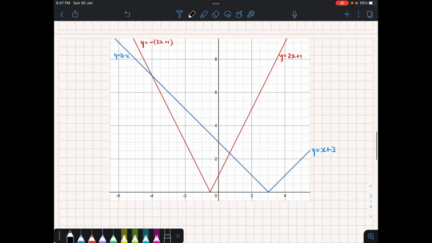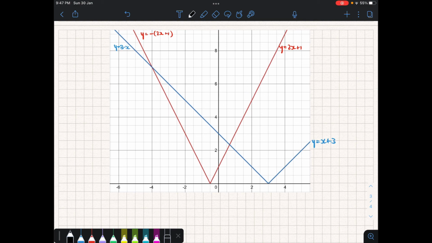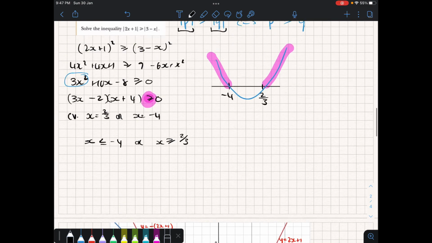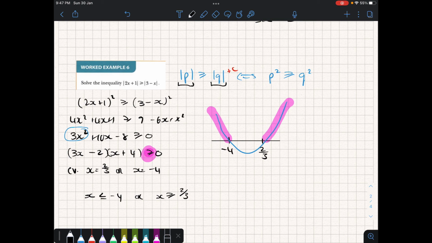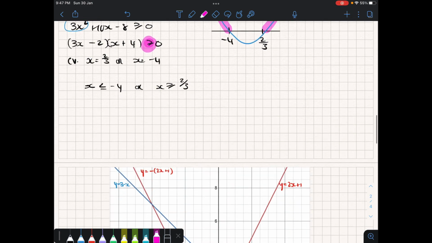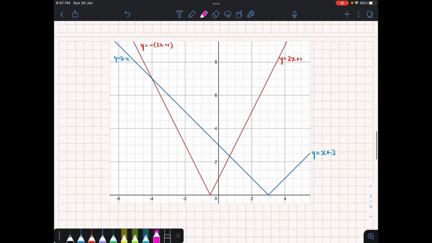Once again, we could have considered this graphically, and what we were asking is where the modular function 2x plus 1 is greater than the modular function 3 minus x. And so once we've graphed that, we can visually see that this would occur over here and over here, right? And that was on the outer edges of our critical values.